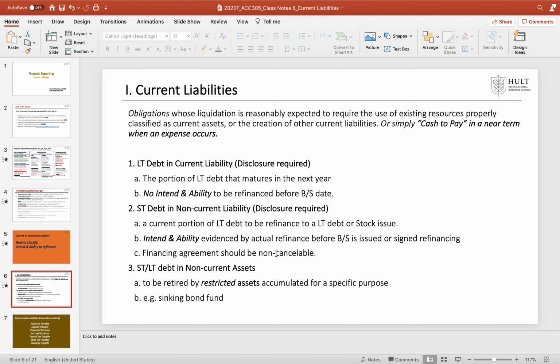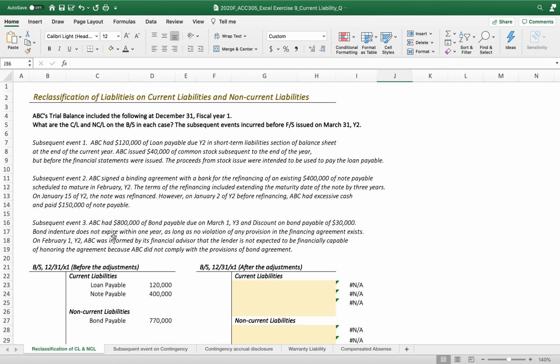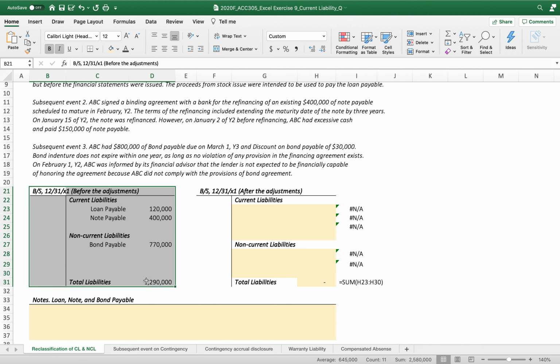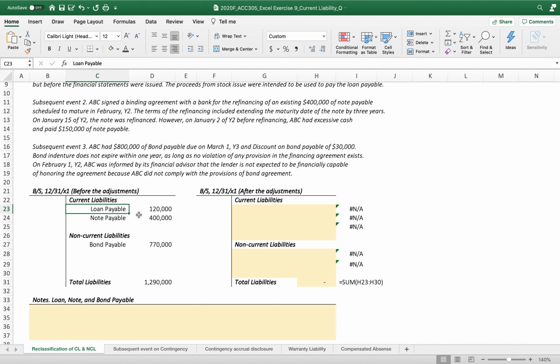Sometimes short-term debt or long-term debt can be classified as a non-current asset, for example a sinking fund, a fund to retire a bond, held as restricted assets accumulated for a specific purpose. Now let's take an example of this exercise. The ABC trial balance included the following at December 31st of fiscal year 1, and we have balance sheet information in current liabilities and non-current liabilities: a loan payable, a note payable, and a bond payable. So how do we reclassify this current debt and non-current debt?